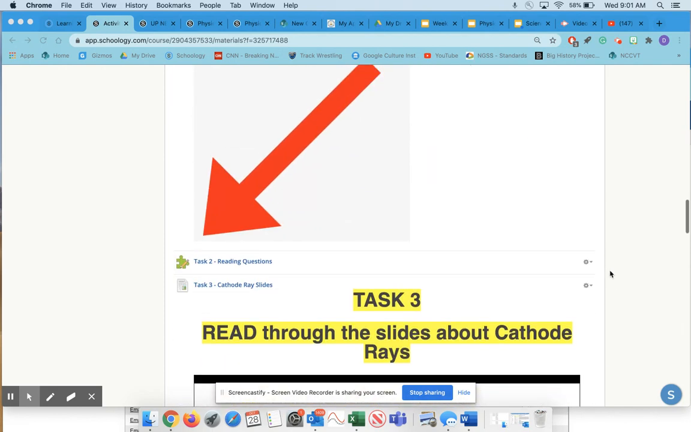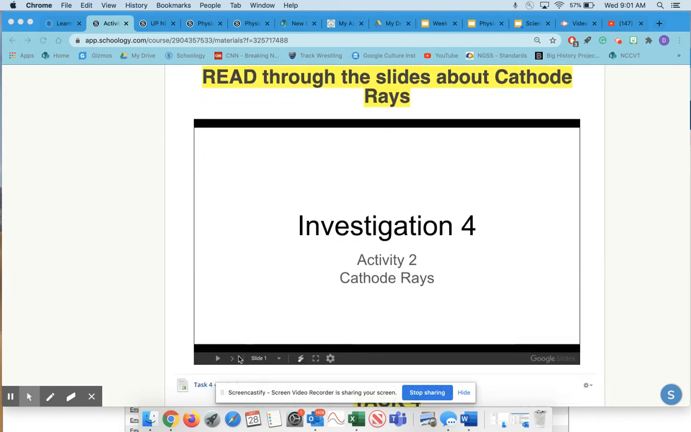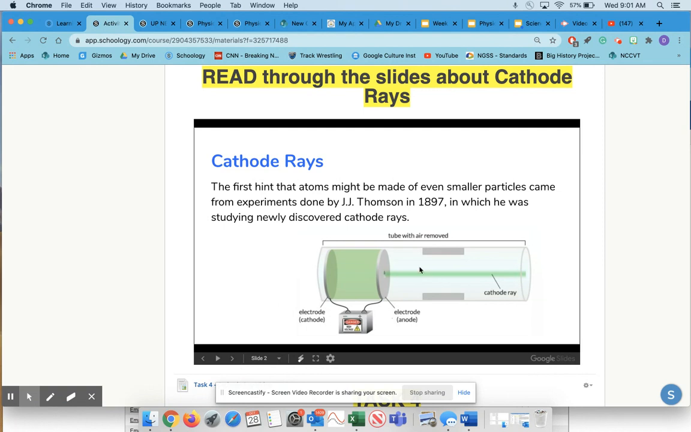As we scroll down, I asked you to do some questions. Here's a quick slideshow of cathode rays. This is a cathode ray machine. This experiment gave us the first hint that atoms might be made of even smaller particles. That's the idea here: we're trying to figure out what particles make up atoms. The first hint came from an experiment done by J.J. Thomson in 1897, in which he was studying newly discovered cathode rays.